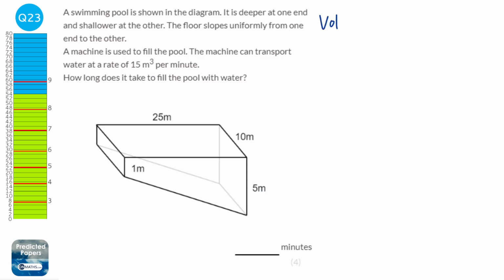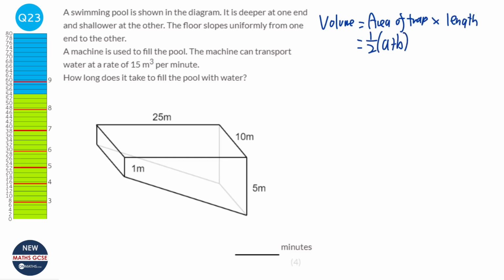So the volume will be the area of the cross-section, or area of the trapezium, times the length, how 3D the prism is. So trapezium is half a plus b h, and then times the length. Now a and b are the 2 parallel sides, which will be this one and this one. And then the h is the perpendicular line that hits both of them at 90 degrees, which is what perpendicular means, between the bases. So this will be the 25 meters here.